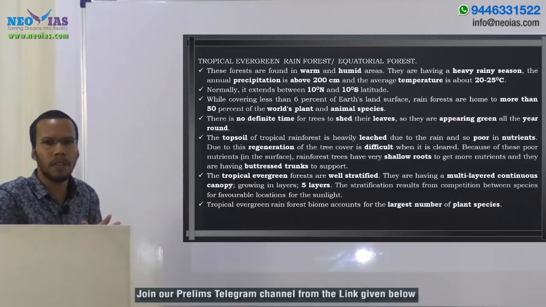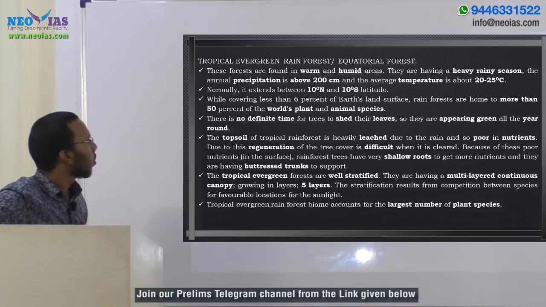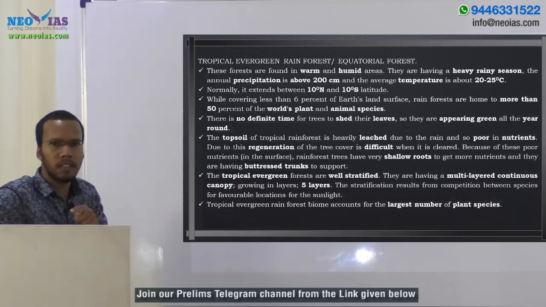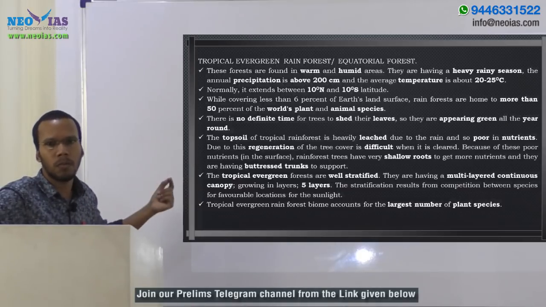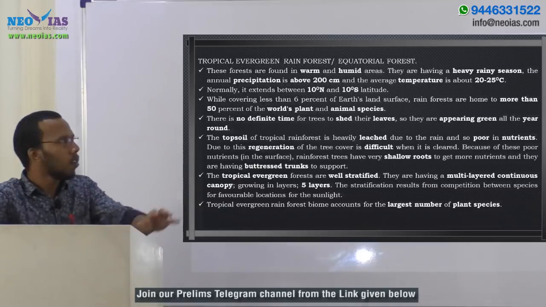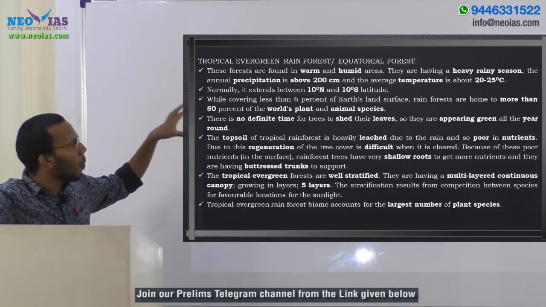So evergreen forest will have green leaves throughout the year, and deciduous forest won't have leaves throughout the year. So there is no definite time for trees to shed their leaves. Deciduous trees shed their leaves seasonally, but in the case of equatorial forest there is no such time period.